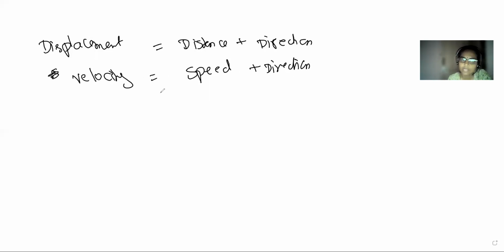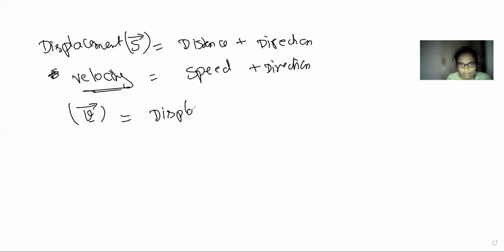Velocity we can represent using v bar, because it depends upon direction. Like displacement is distance and direction, like the speed, velocity is also speed and direction. This is how we are going to represent. So velocity, because of the direction factor, will depend upon displacement by time. Clear, children? It is displacement by time.